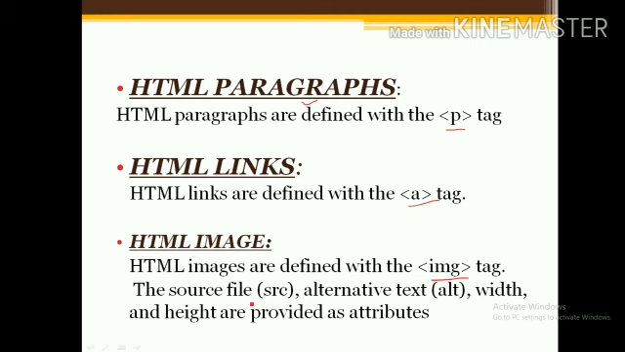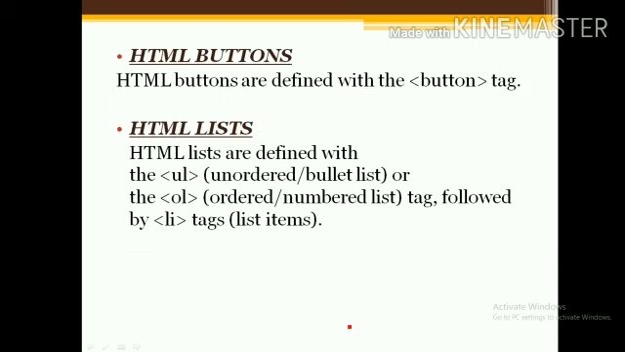The source file is your src. Alternative text is your alt, with width and height provided as attributes. These are the attributes for the image tag. Now HTML buttons. HTML buttons are defined with the button tag, on and off buttons. HTML list is defined as ul, unordered or bullet list. ol, ordered or number list. li, that is listing your items. These are your HTML lists.